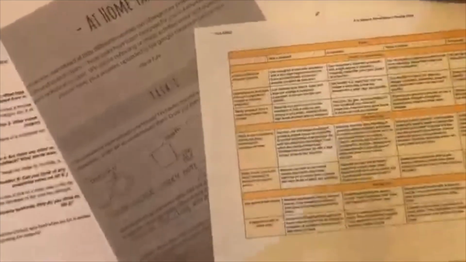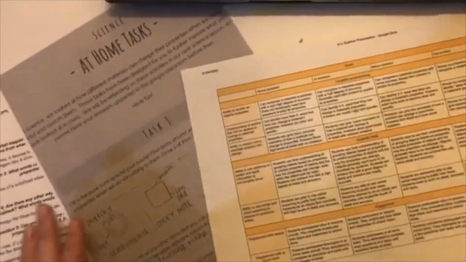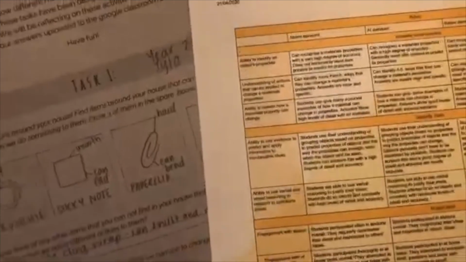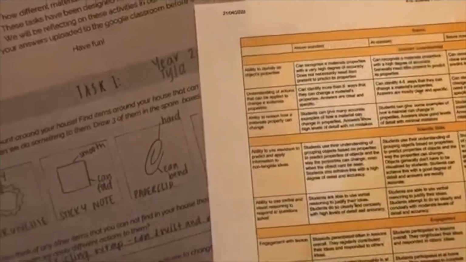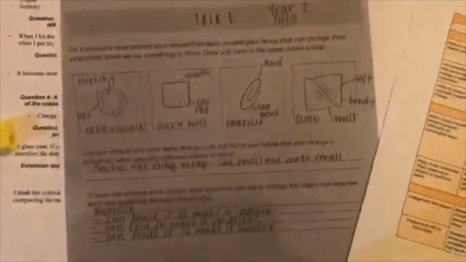So now that the students have had a chance to finish off the lesson and do the at-home tasks, we're going to be using the rubric to mark their engagement with the task and with the lesson as a whole. We'll go through the rubric. This is Tyler's work that we're marking. The first part of the rubric says, I have the ability to identify an object's properties. Looking at her work here, for each example that she was able to find in task 1, she came up with about 2 or 3 properties.